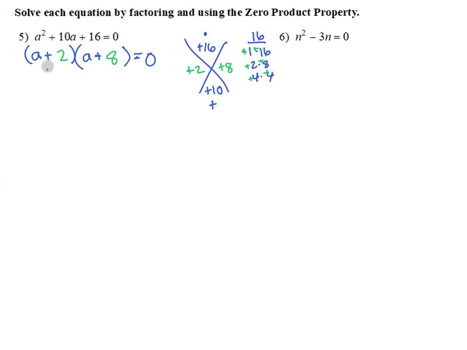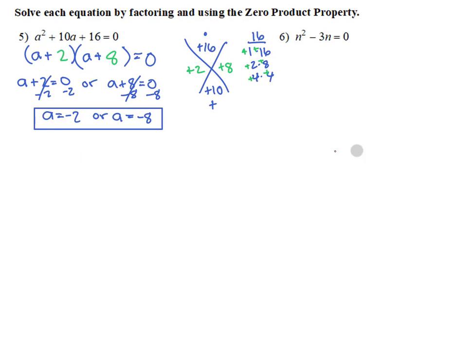Now we're just taking a step further. Now that I have these factors that are being multiplied together, we can use the zero product property, which says either a plus 2 has to equal 0 or a plus 8 equals 0. I'm just not writing the word either this time. But we still set up our 2 cases. And here we'd need to subtract 2. And we get negative 2 as a solution. And we subtract 8, we're going to get negative 8 as our other solution. Okay, so our 2 solutions are that either a is equal to negative 2 or a equals negative 8.